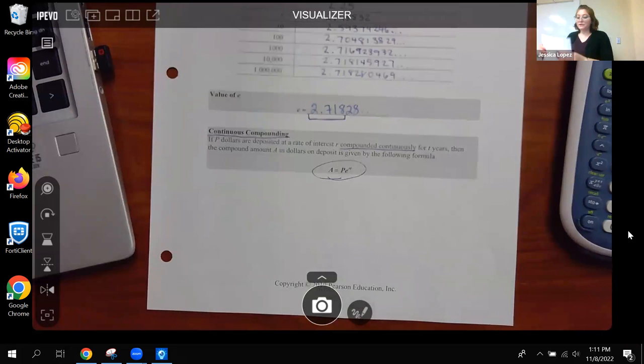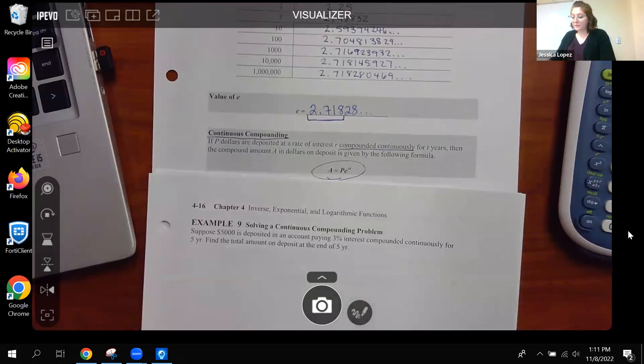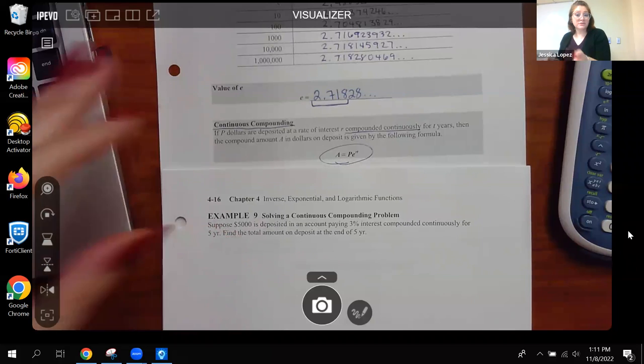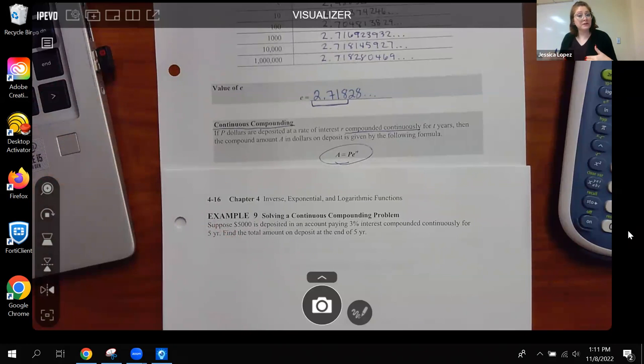So let's see our first example. And all the other letters still represent the same thing, right? R is still your percent rate. You have to put it in decimal form. T is still the years. A is still the amount afterward. And P is still your investment or your loan amount.